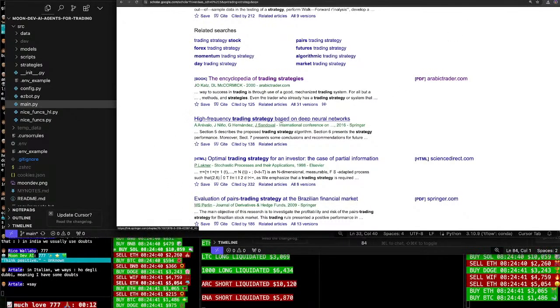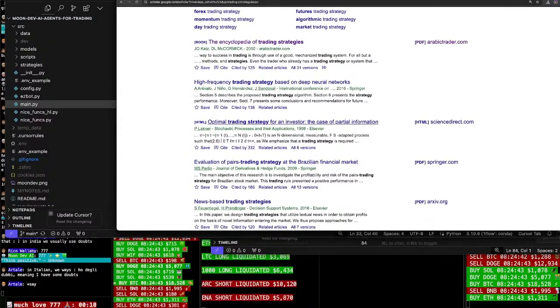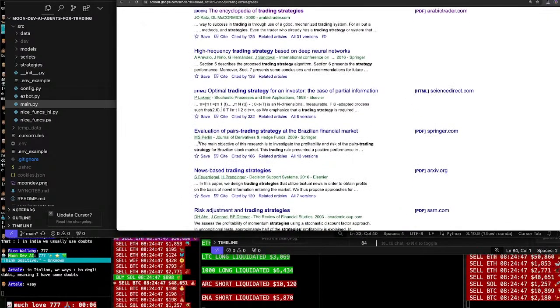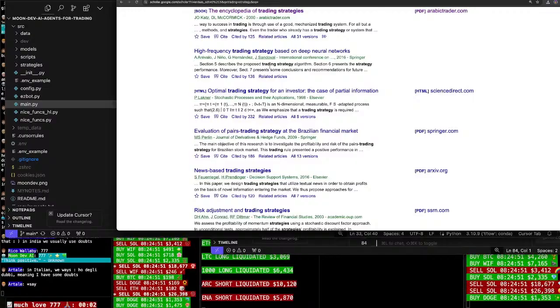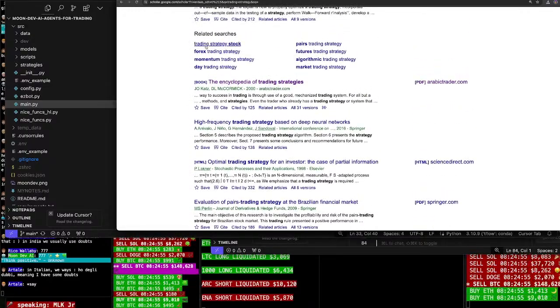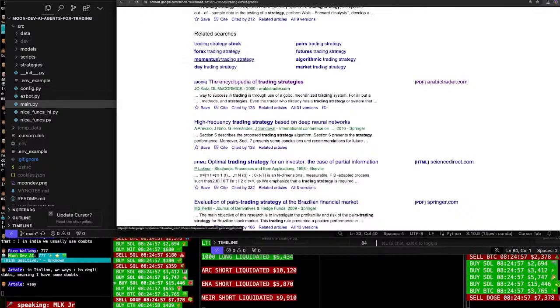High frequency trading strategies and on deep neural networks. The optimal trading strategies for an investor. Evaluations of pairs trading strategies. So you can see there's already multiple approaches to the market here. You can see moving. We must keep going.